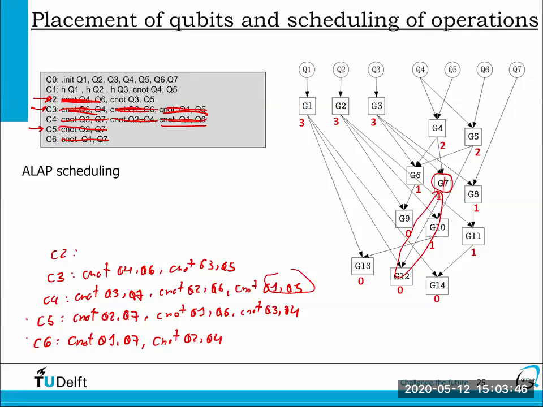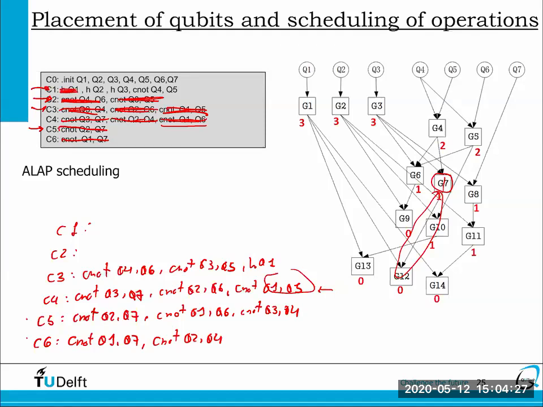Then this is done. What about Hadamard Q1? Where can I put Hadamard Q1? In which cycle? C3, exactly. Because the qubit Q1 is not used till here, right? In this operation, so I can push it there.